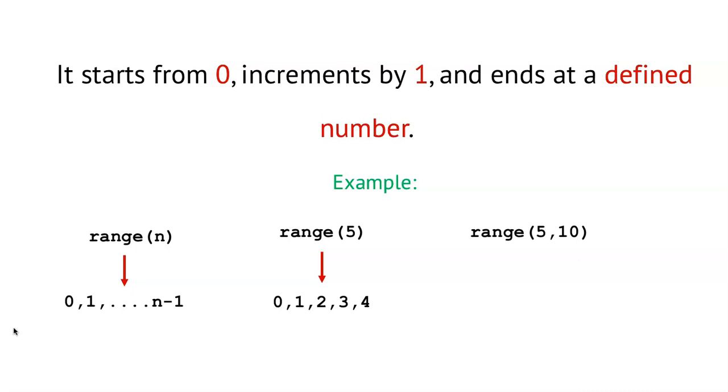Now, if range is provided with two parameters, then the sequence will start from the first one. So here, the sequence will start from 5 and will go up to 10 minus 1, that is 9. So range 5, 10 will return values 5, 6, 7, 8, and 9.